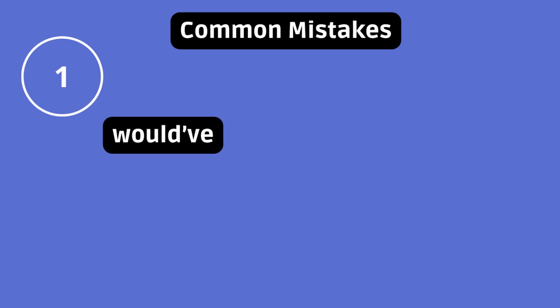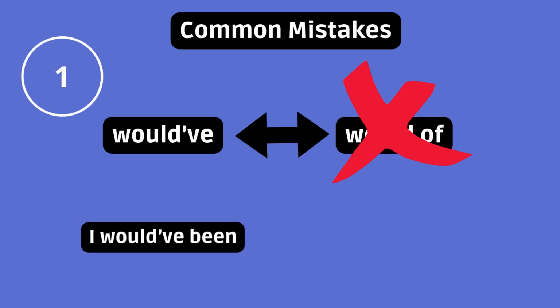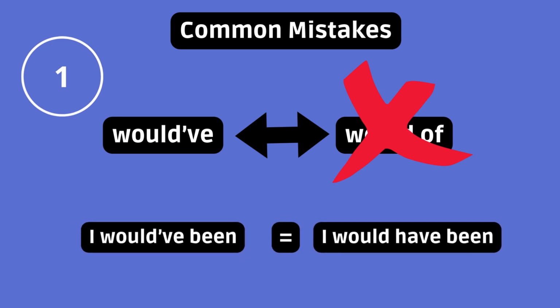Okay, now let's go over two common mistakes that even native speakers struggle with. Watch out for the following. First, some people confuse the contraction would've with would of, which is just not a thing, even though the contraction does sound like these two words. Anyhow, when you hear I would have been, it's actually the contraction I would have been.